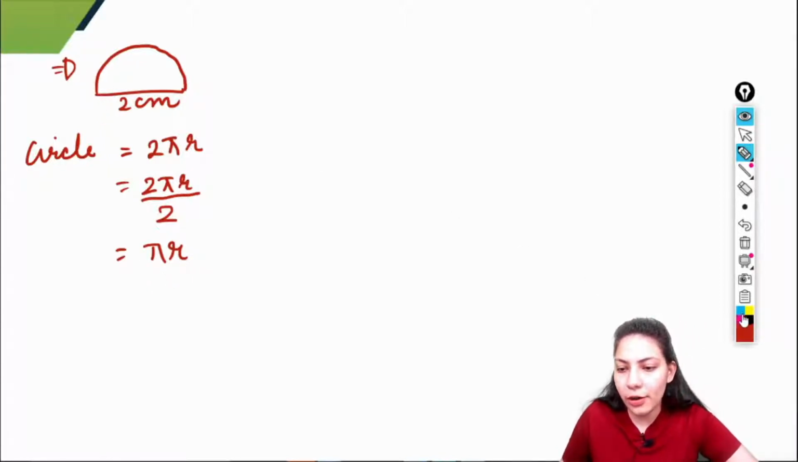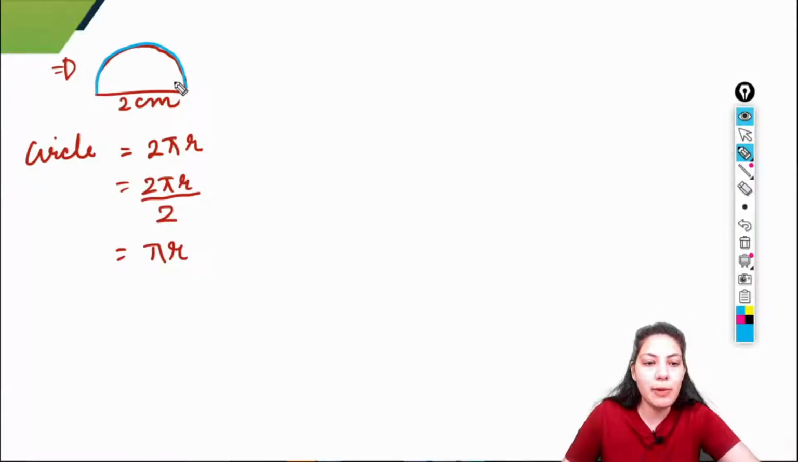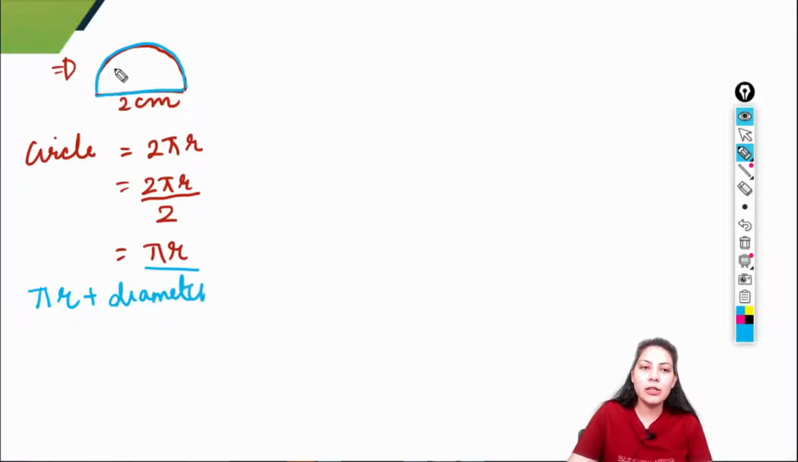So now we got that the perimeter, or we can say the boundary of this, the distance of this boundary can be calculated by pi r, and this diameter we have to add so that we can get the total distance of this food piece's boundary. So we have to calculate pi r plus the diameter, which will give us the total distance of this food piece. Now this is a diameter, and in a circle the radius is half of the diameter. So the radius here is 1 centimeter.